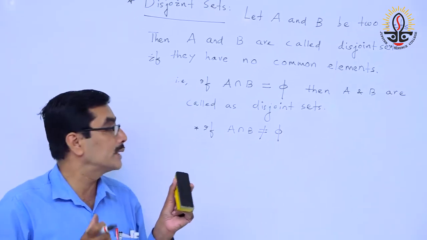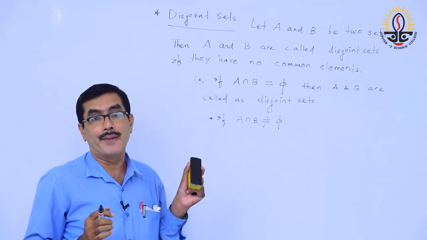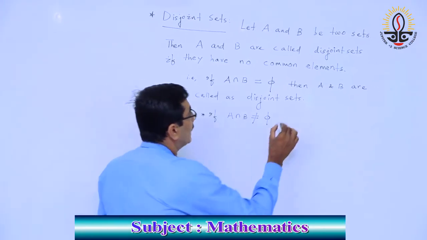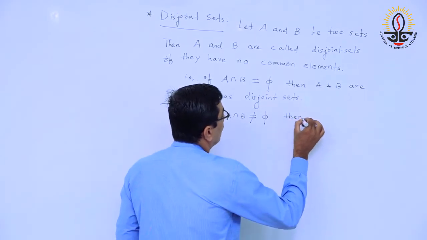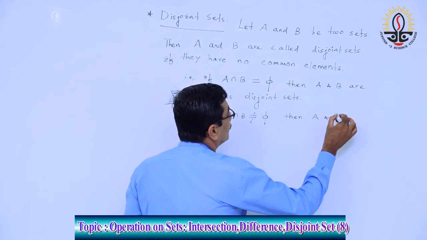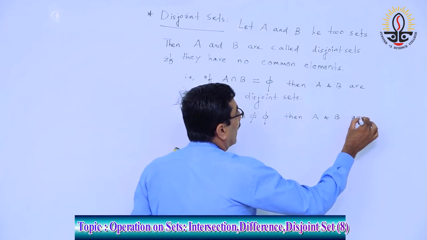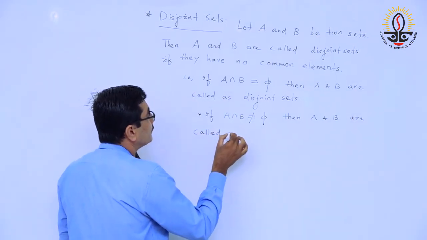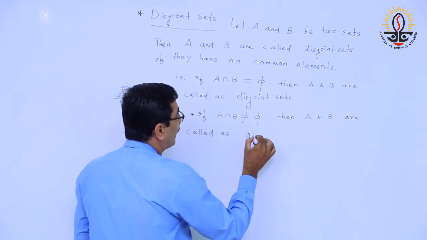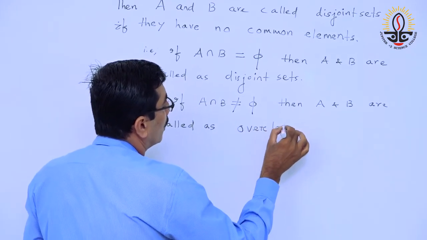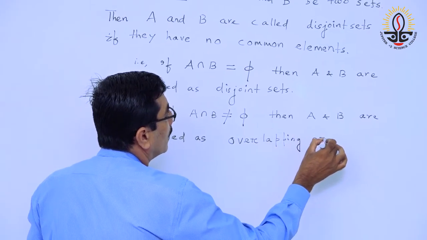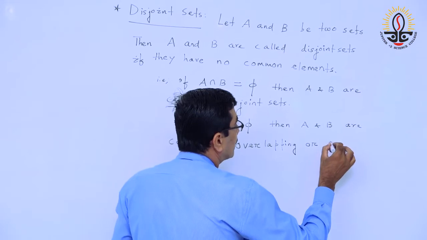If A intersection B is not equal to phi, that is, if there is at least one element in the intersection of the two sets, then A and B are called overlapping or intersecting sets.